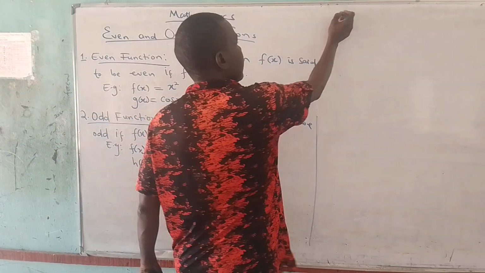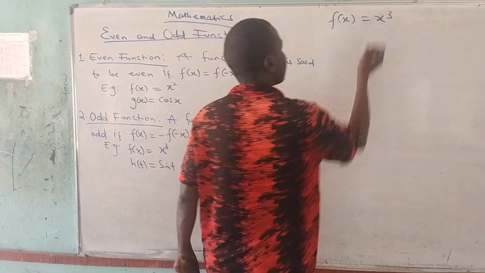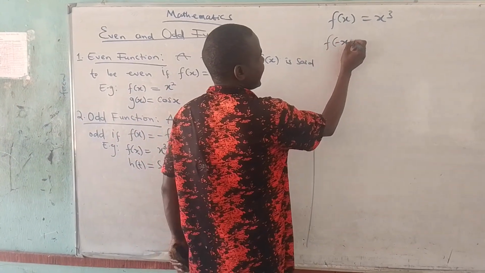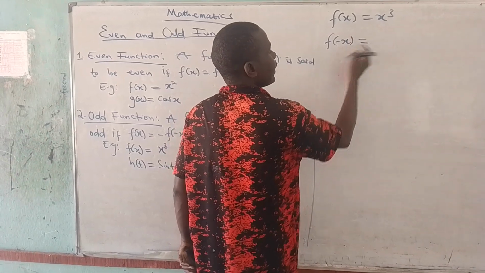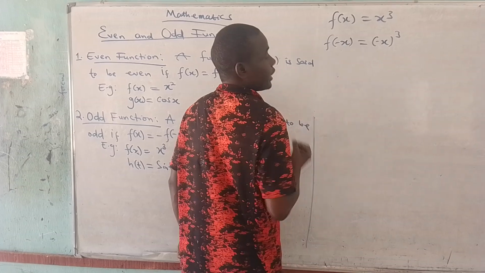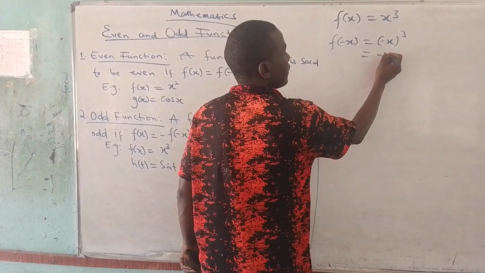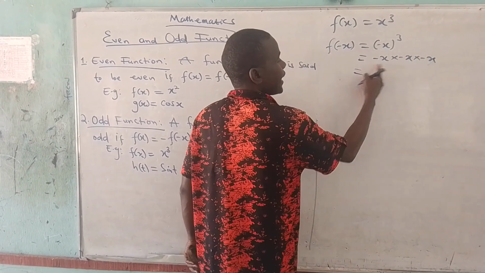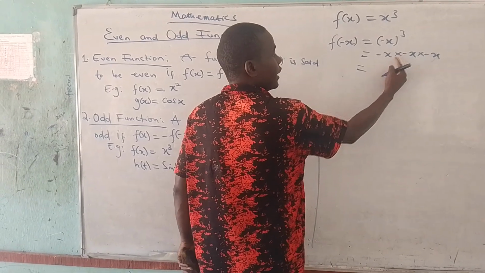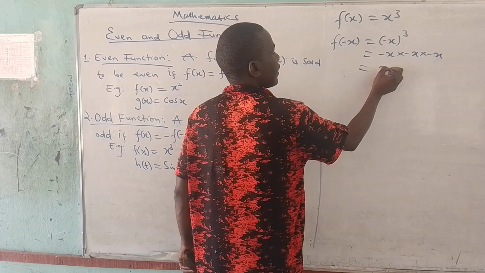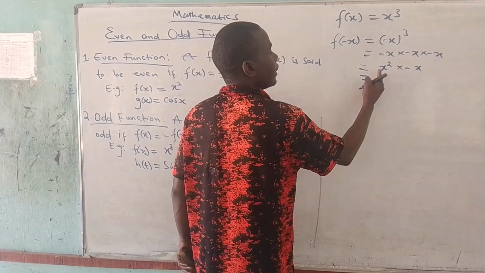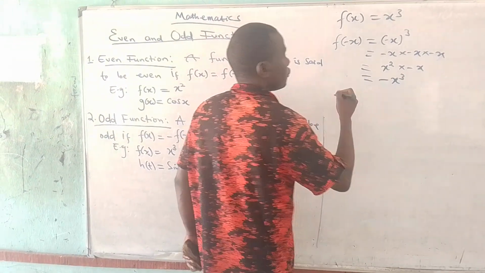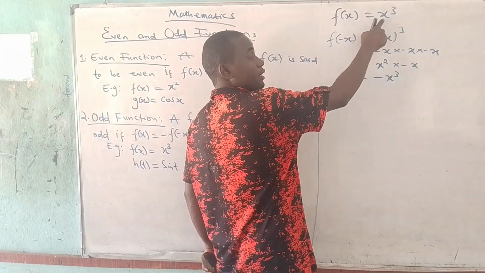Suppose f of x is equal to x cubed. So let's find f of minus x. That is, take minus x, then power 3. Minus x power 3 is minus x times minus x times minus x. Minus times minus is plus, x times x is x squared, times minus x. Positive times minus is minus. X squared times x is x cubed, so it is minus x cubed, which is not the same as f of x.